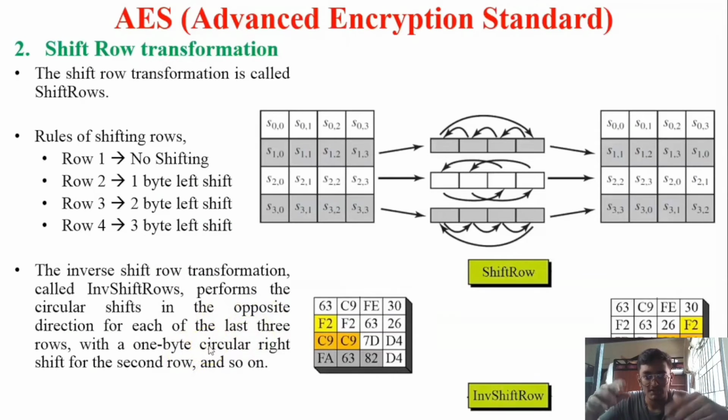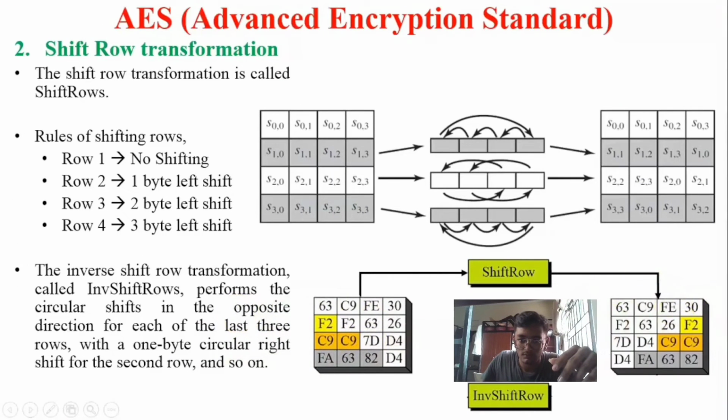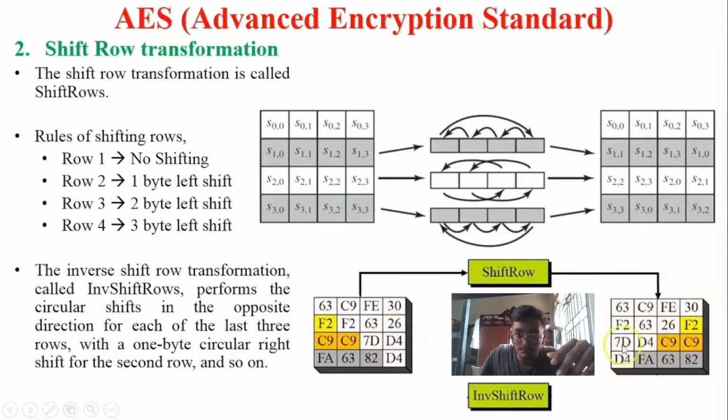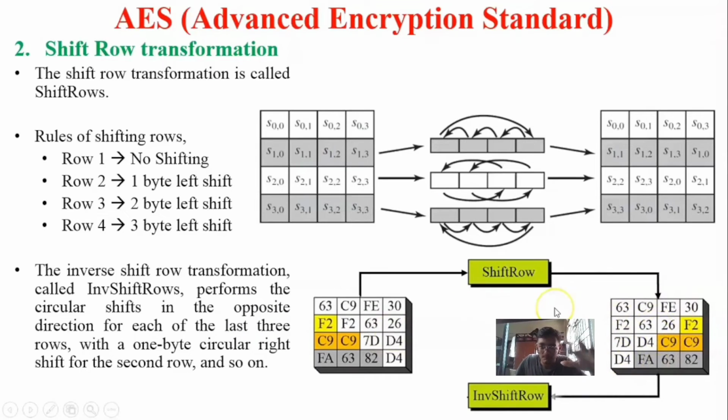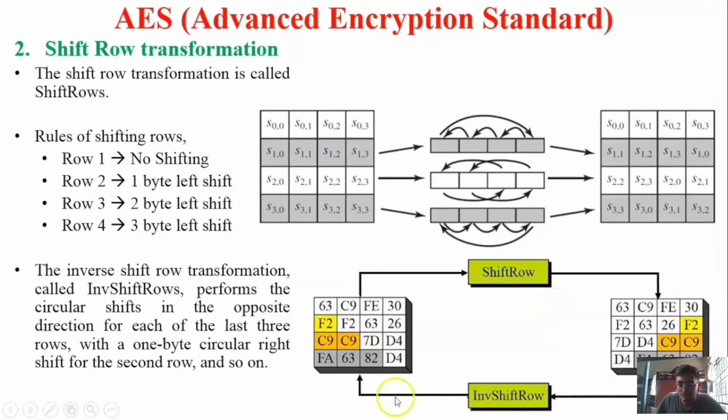So this is one example. Now you can see over here this is the original matrix, and this is the shifting of rows. Now inverse shifting generates the original matrix. So this is one example of shift row transformation.